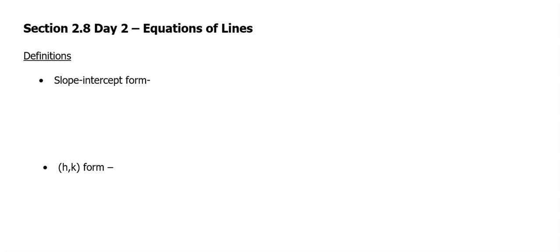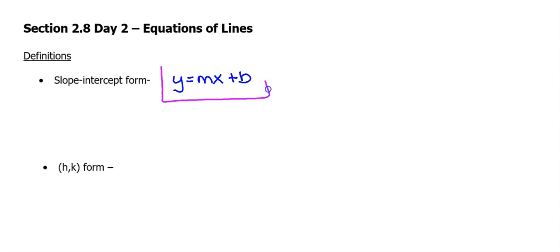Today we'll be going over section 2.8 day 2, equations of lines, and we will be using two different formulas to get us through those. The first one is the one you probably learned in algebra. It's the slope-intercept form, y equals mx plus b.